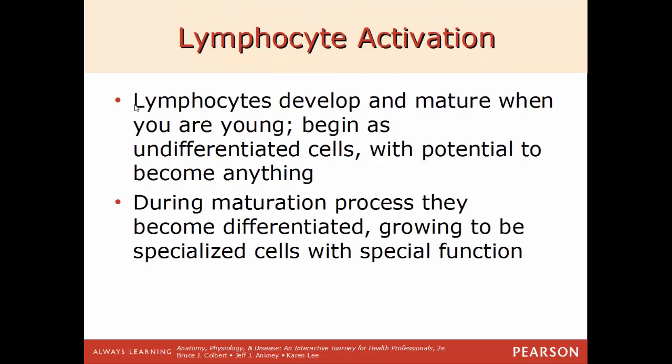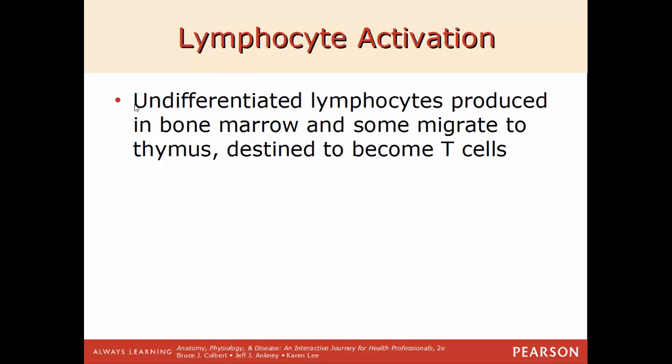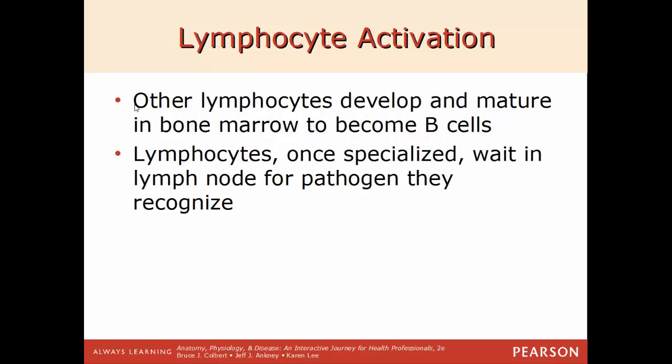All right, now we'll talk about the activation of these lymphocytes. Now, lymphocytes develop and mature when you're young, and they will begin as undifferentiated cells with the potential to become anything. So during the maturation process, they will become very specialized and will develop a very special function. Now, undifferentiated lymphocytes are produced in the bone marrow, and then some will migrate to the thymus, and they will become T cells. That's why they're called T cells. The T stands for thymus.